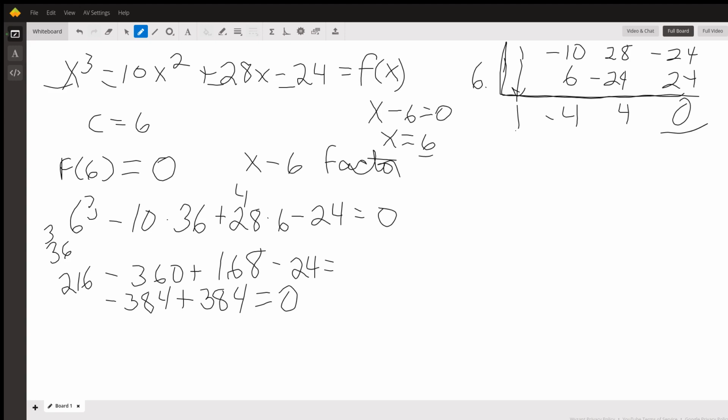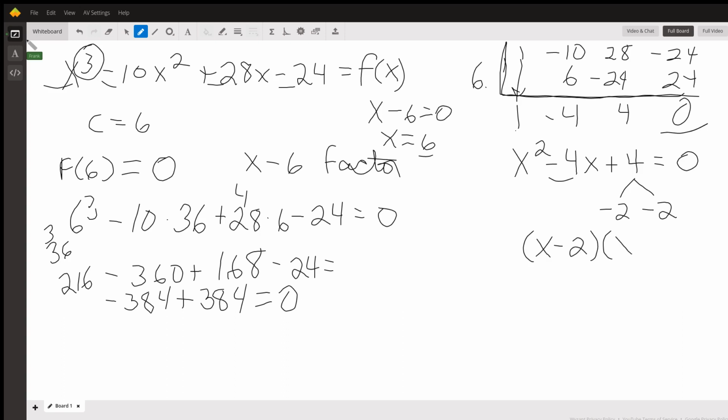X minus 6 is a factor. Then, whatever the highest power of x was, start one below that. So this is x squared minus 4x plus 4. I'll set it equal to 0 so I can find the factors of that. Factors of 4 that add to negative 4 are negative 2 and negative 2, because negative 2 times negative 2 is positive 4. So this is x minus 2 and x minus 2.